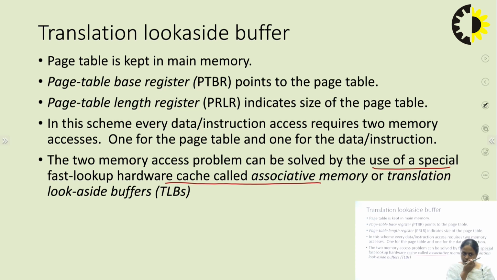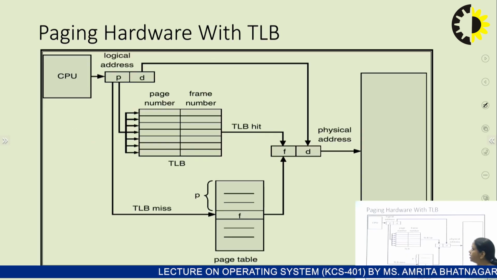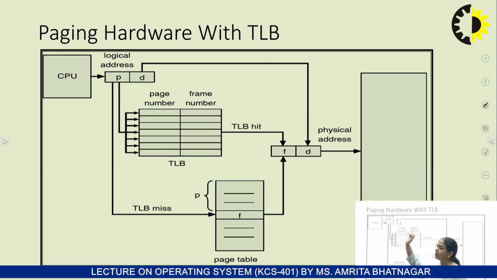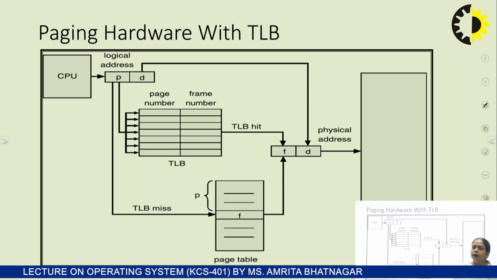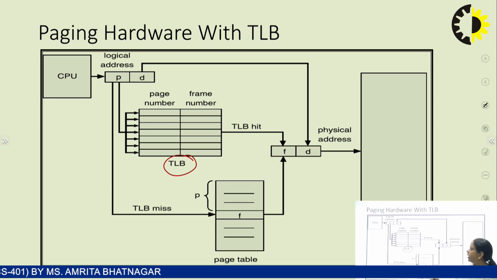So to reduce the memory access time, we need another hardware which is known as associative memory or a hardware cache, also known as a look aside buffer. Now how can we use this look aside buffer in the paging technique? You can see in this diagram that the CPU will generate a logical address as it is generated in paging. Now we have another table here, the translation look aside buffer, TLB. Here we have page numbers and frame numbers in the TLB.